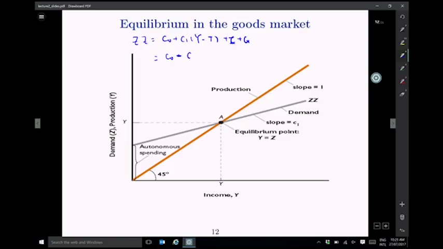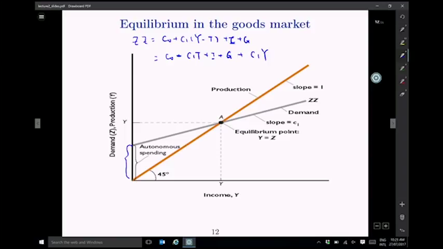There's C0 minus C1 times T plus I plus G, plus C1 times Y. What I did above is basically collect the terms without Y and with Y. It turns out aggregate demand, this Z, is also a function of aggregate income. And it's a linear function. It has a positive slope here.